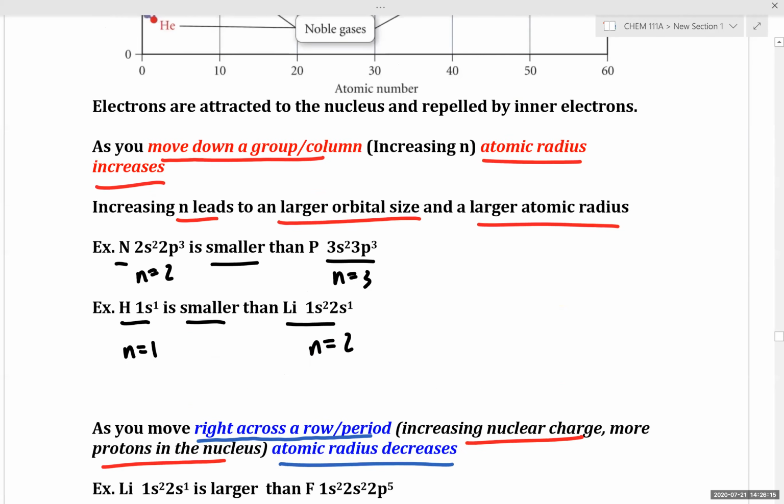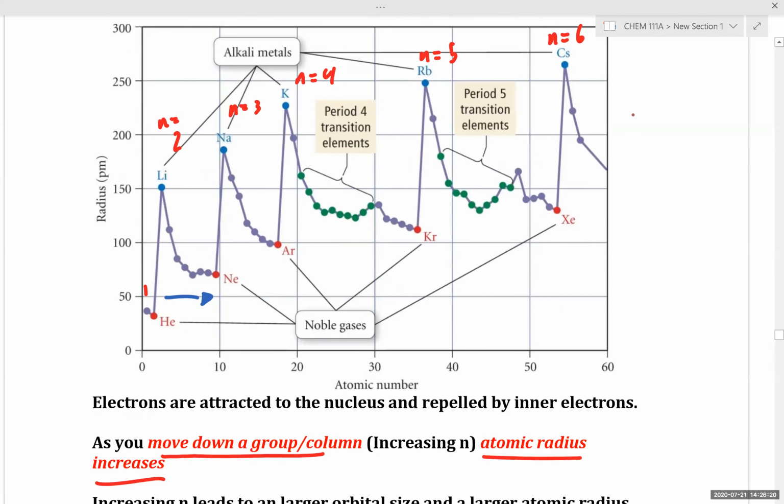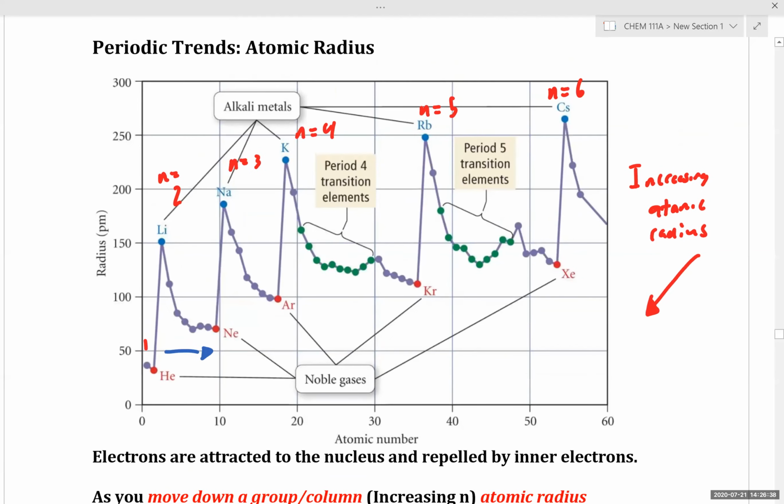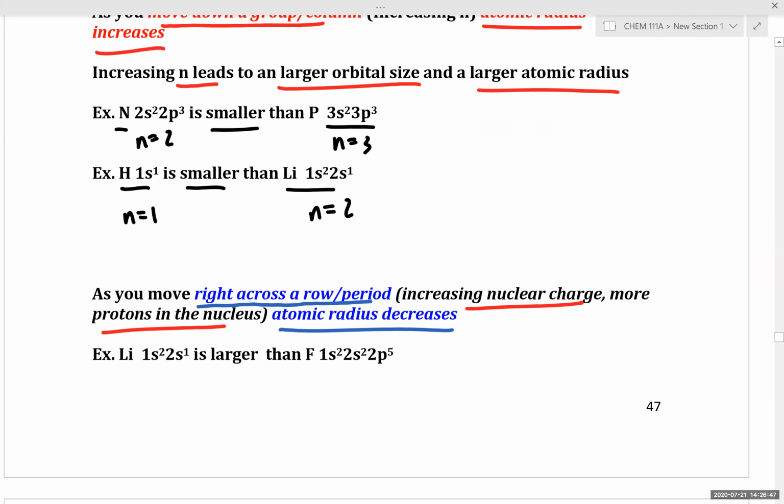The way that I like to remember atomic radius is I write the words increasing atomic radius and I draw an arrow going down and to the left. So this is another mnemonic to help you remember. Just as a refresher, atomic radius increases as you move down the periodic table and decreases as you move to the right.